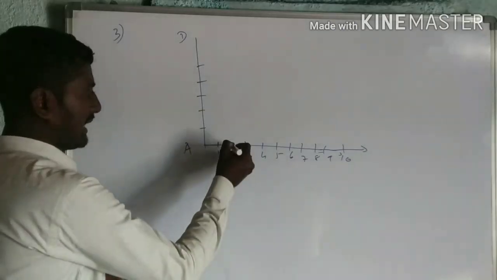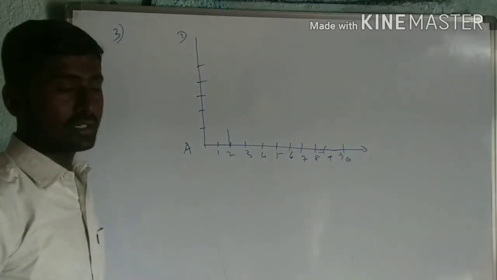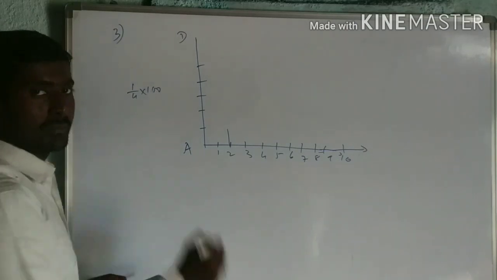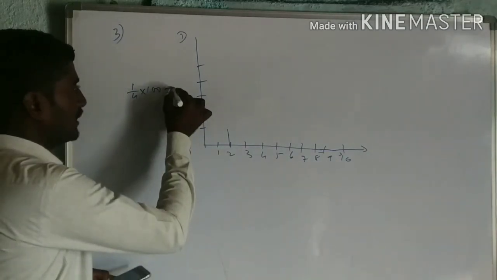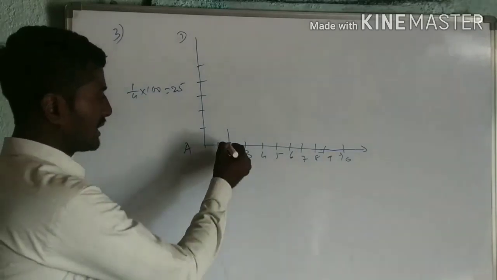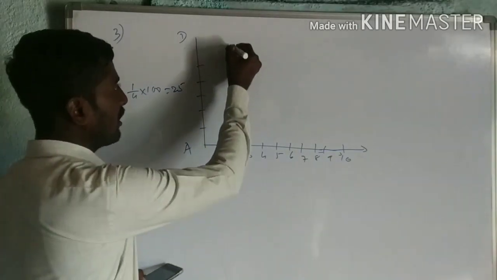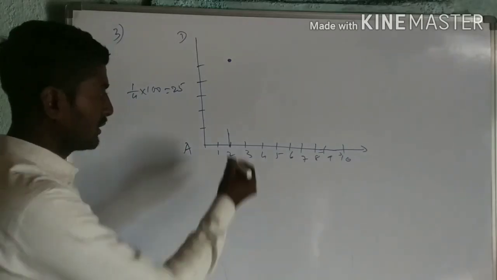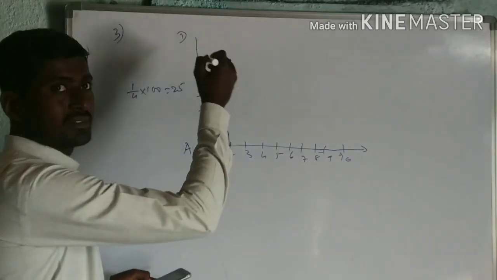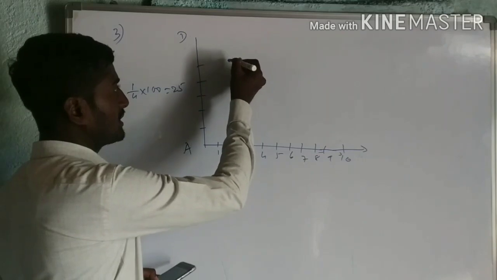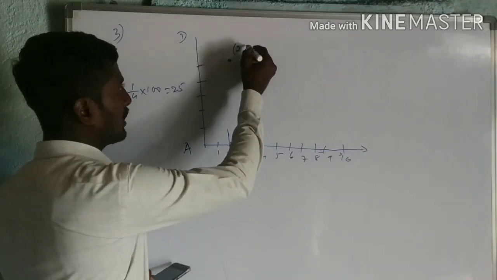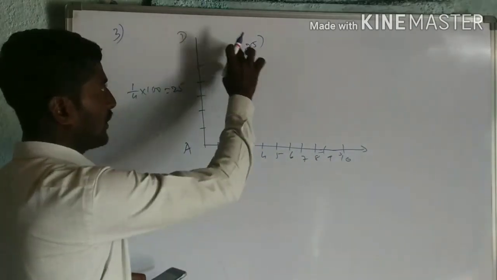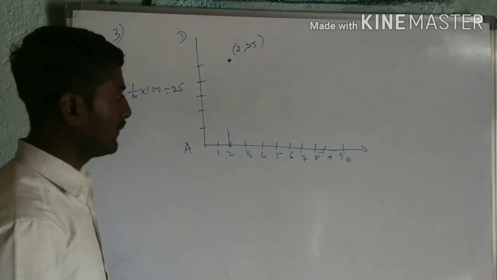Now for the second line, Niharika is going to cover a distance of 1/4 of AD, means 1 by 4 into 100. That is how much? 25. So she covered a distance of 25 units along the y-axis. So Niharika's position will be here. She is going to place the first flag here. So the position of this flag will be 2, 25. Am I right? Along the x-axis 2 units, along the y-axis 25 units. 2, 25.